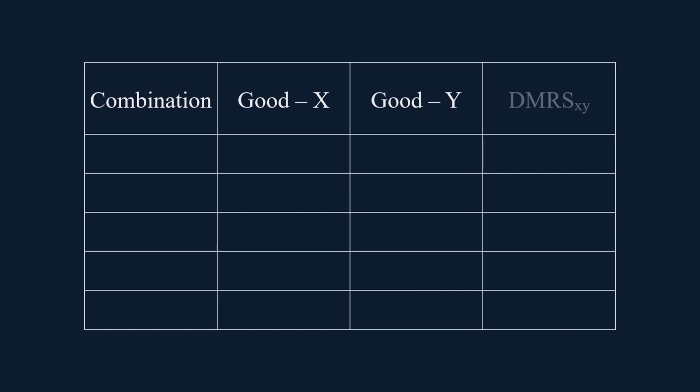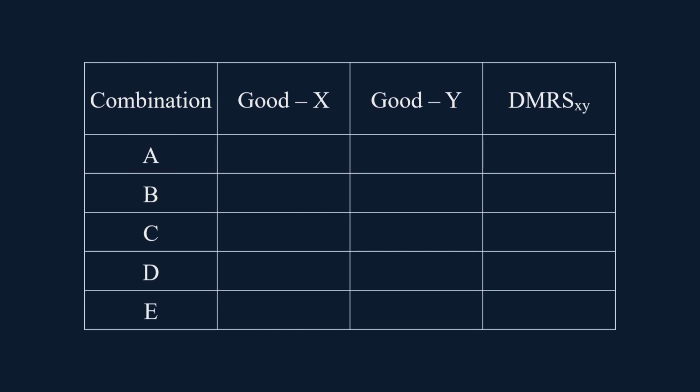Fabricating table. How to create table fast. There is a good way to state the values in the table without much effort. First, form the table with 4 columns and 6 rows. Name the columns. First column combination, second column good X, third column good Y, fourth column diminishing marginal rate of substitution of X for Y. Name the combinations A, B, C, D and E.